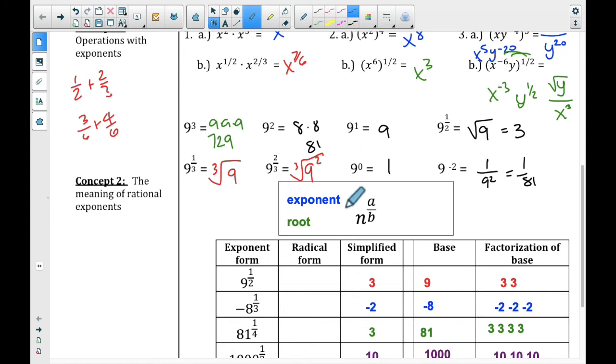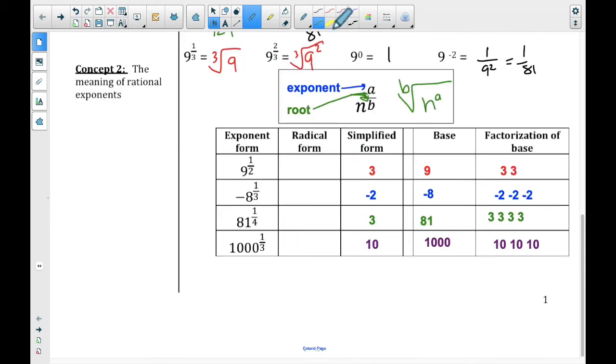Okay, so when we have these fractions like this, the top number is the exponent and the bottom number is the root. So when we write it, it is n to the a power with the b here in the root. All right, let's do a little bit of practice with this. So 9 to the 1/2, the radical form, 1/2 means square root. So this is the square root of 9, and that is 3. The base in this case, remember the power or the exponent is the little number up here, the base is the big number. So the base is 9, and 3 times 3 is 9. And so that's why the 1/2 power is 3.